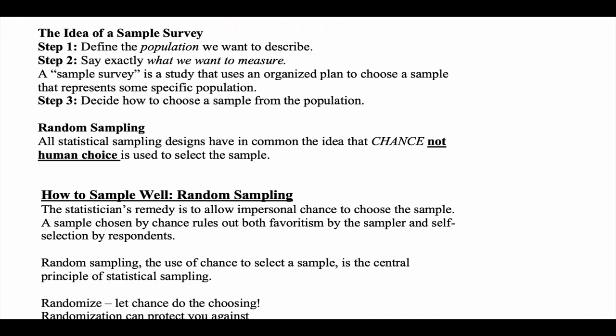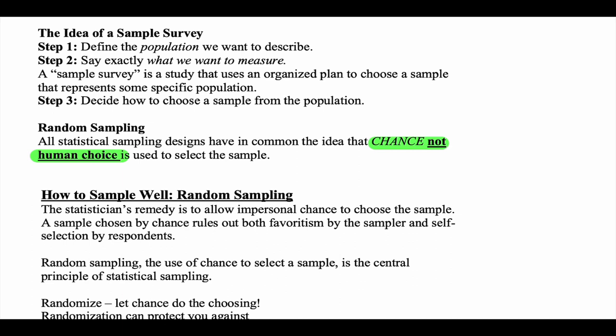Well, this is the main definition right here: no human choice. If there is human choice involved, it's not random. If there is not human choice involved, if I have no say in it, then that's what we call random. Okay? So all statistical sampling has in common the idea that chance, not human choice, is used. So if I were to pick students, I were to close my eyes and turn my head around and around until I pick someone like that.